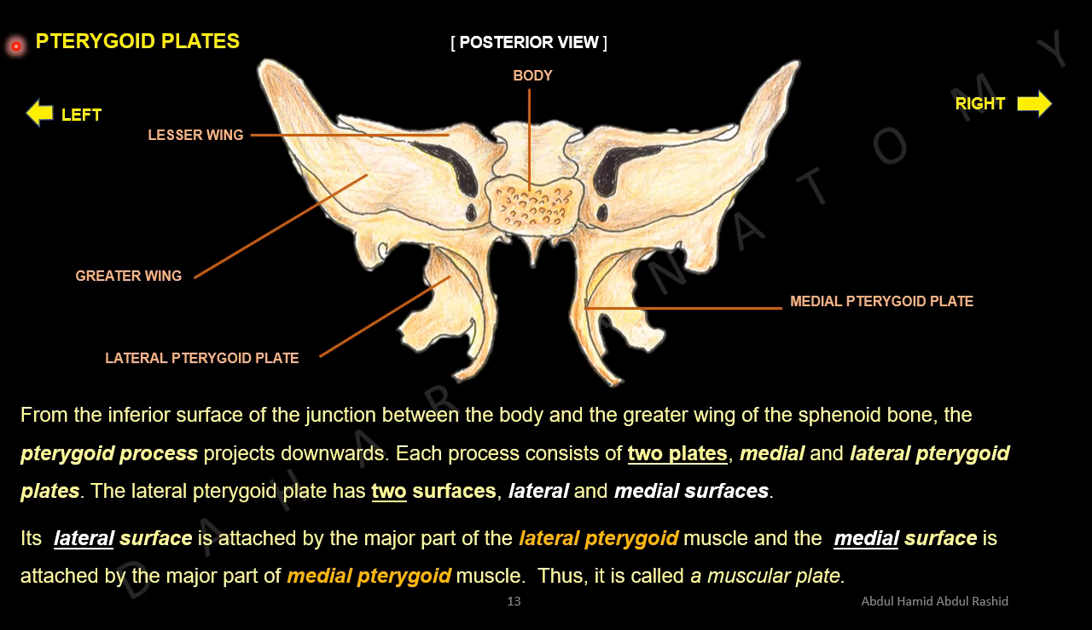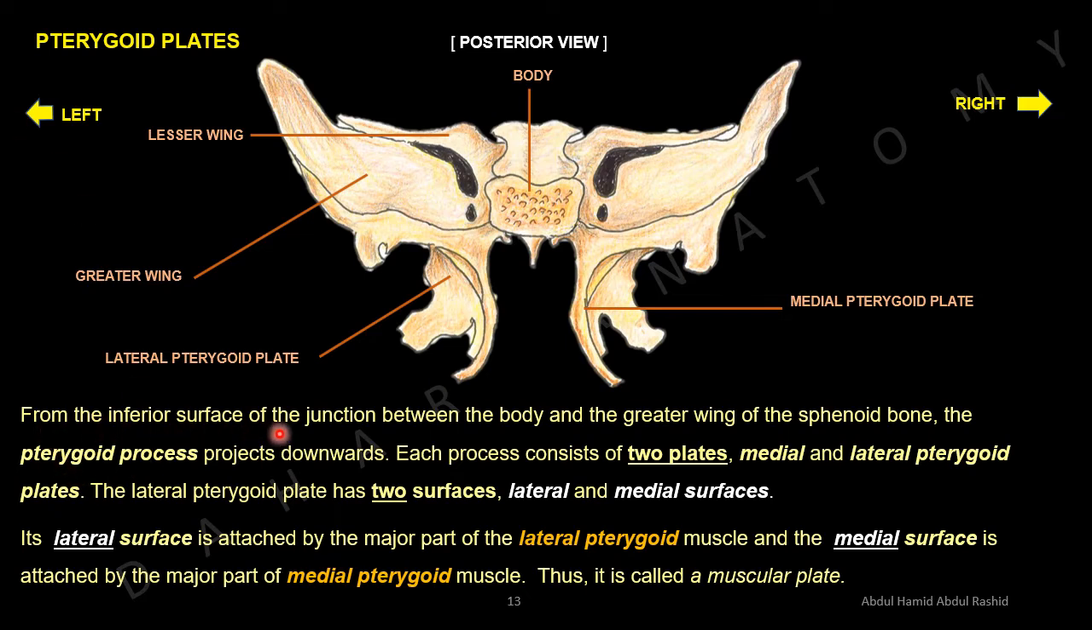Pterygoid plates of the sphenoid bone. This is a diagram of the sphenoid bone, posterior view. You are looking from behind. This is the body of the sphenoid. These are the lesser wings, and these are the greater wings of the sphenoid. This is the junction between the body and the greater wing, and this is the inferior part of the junction.